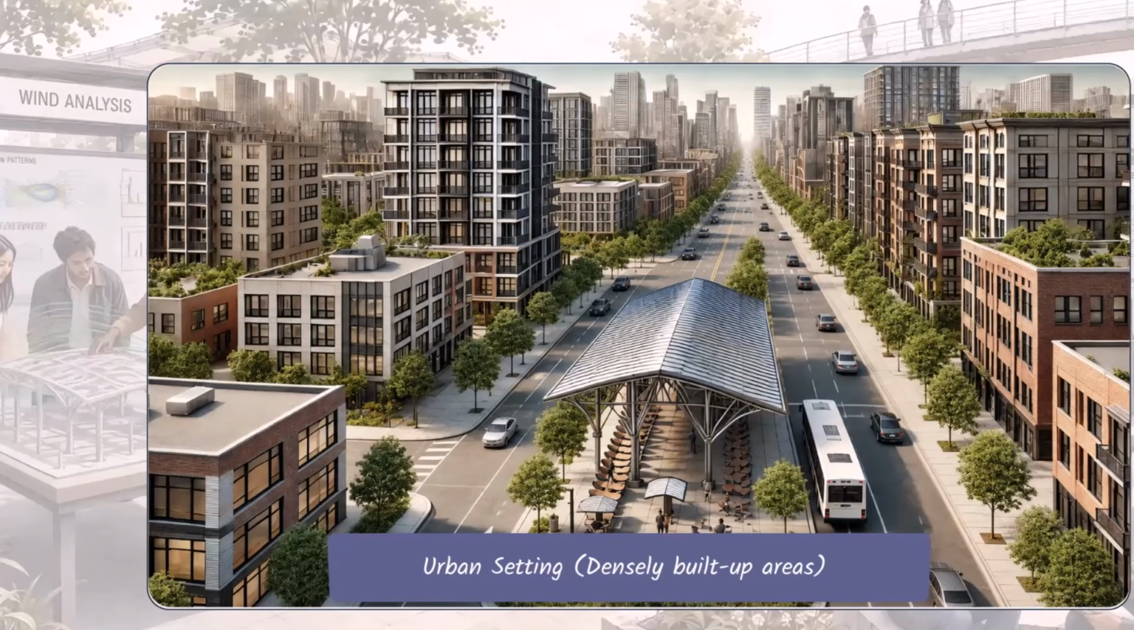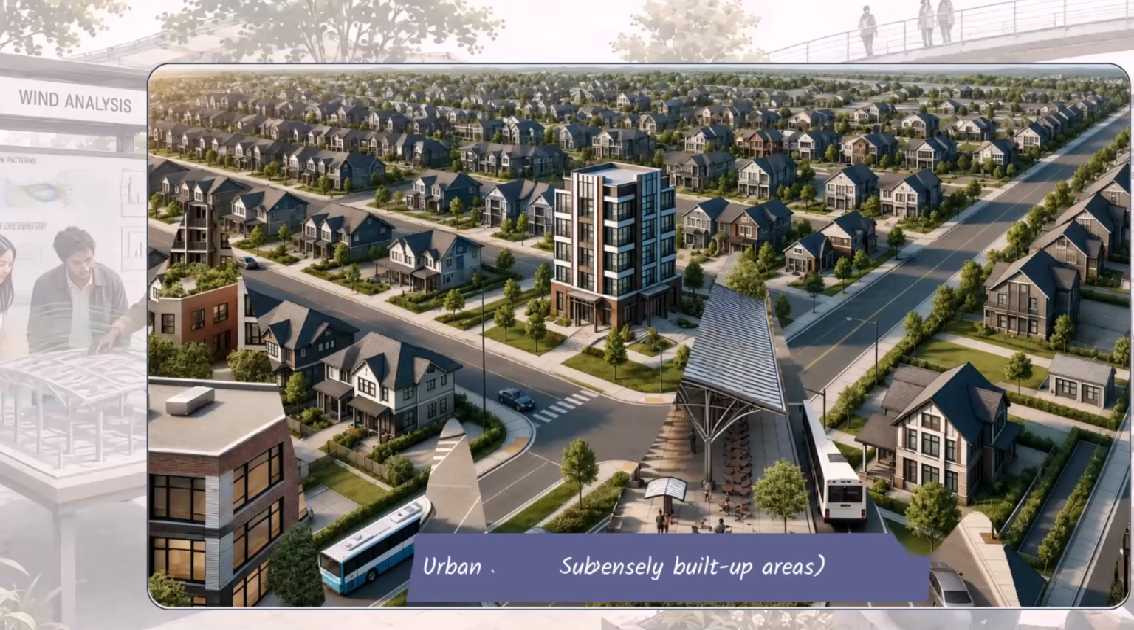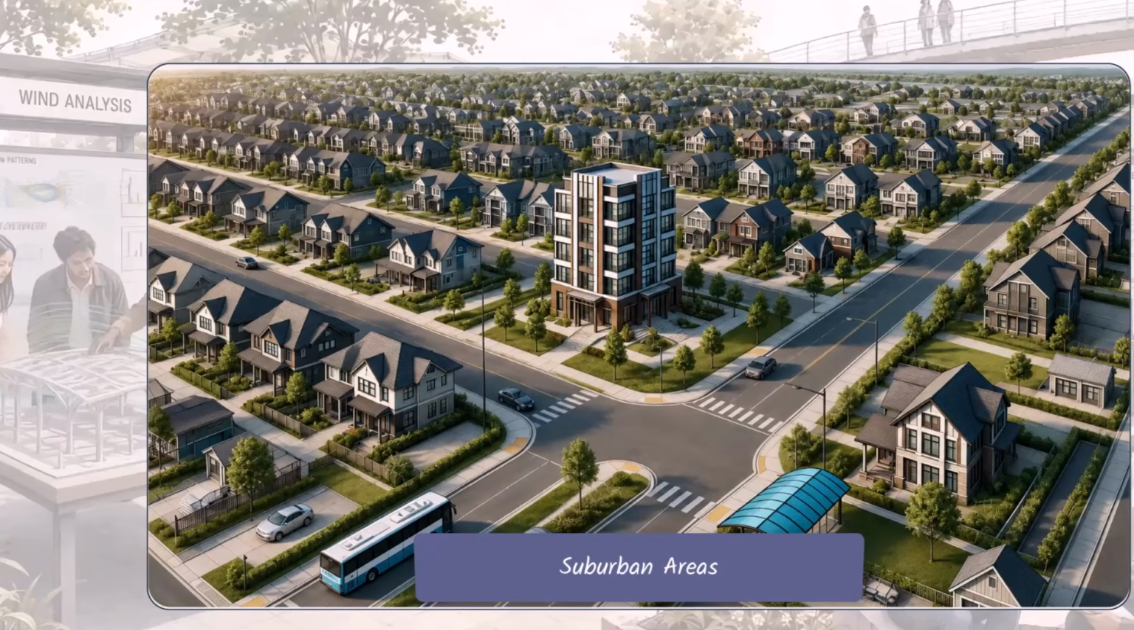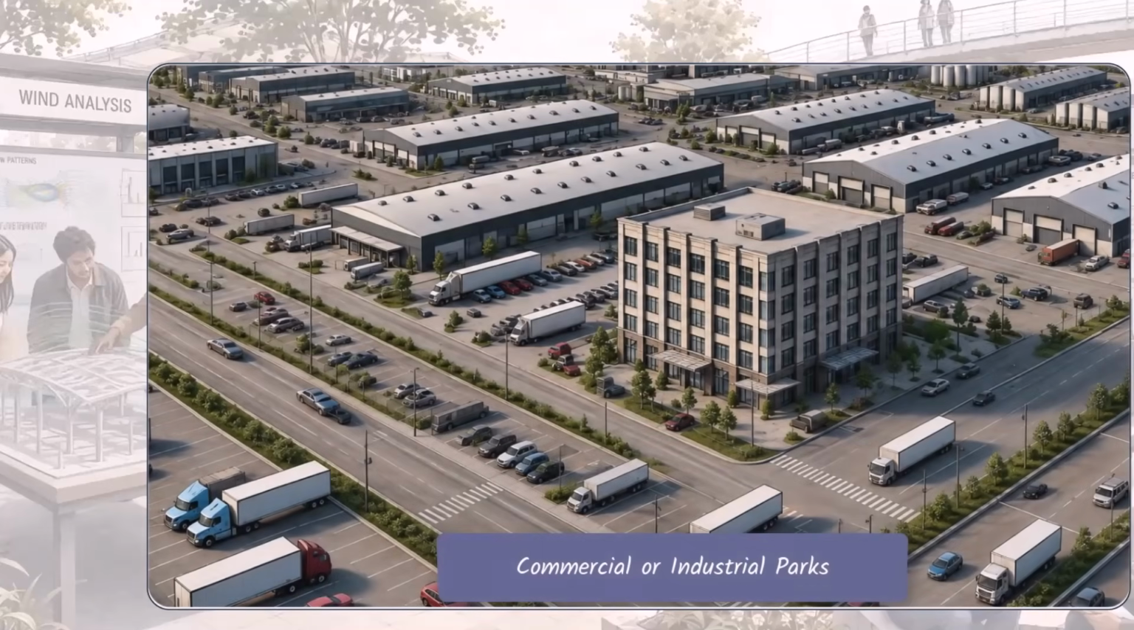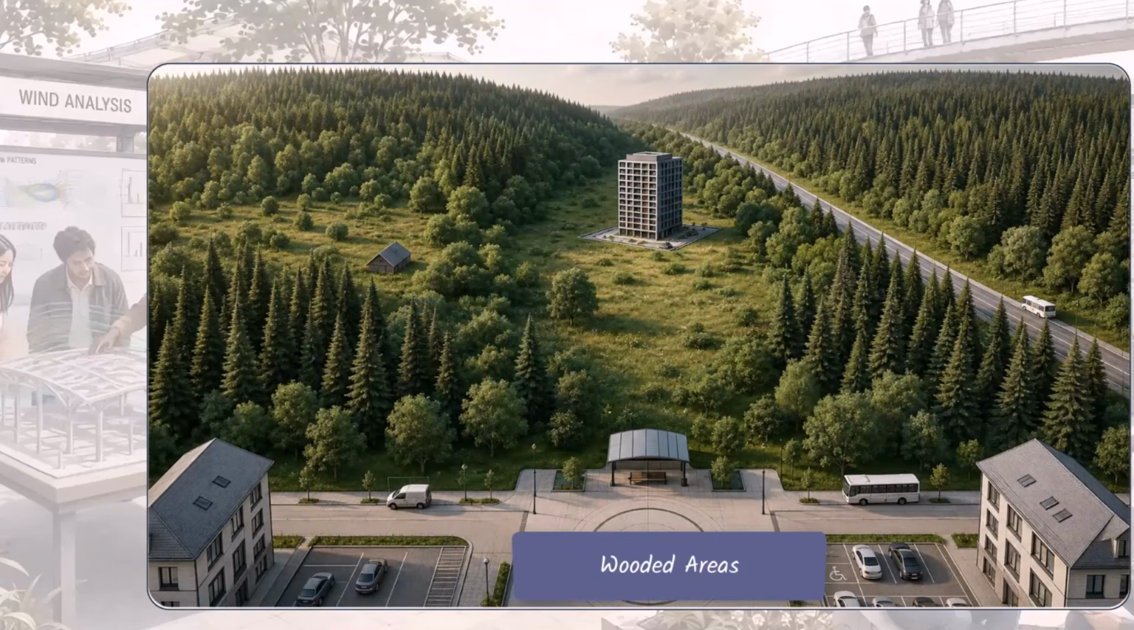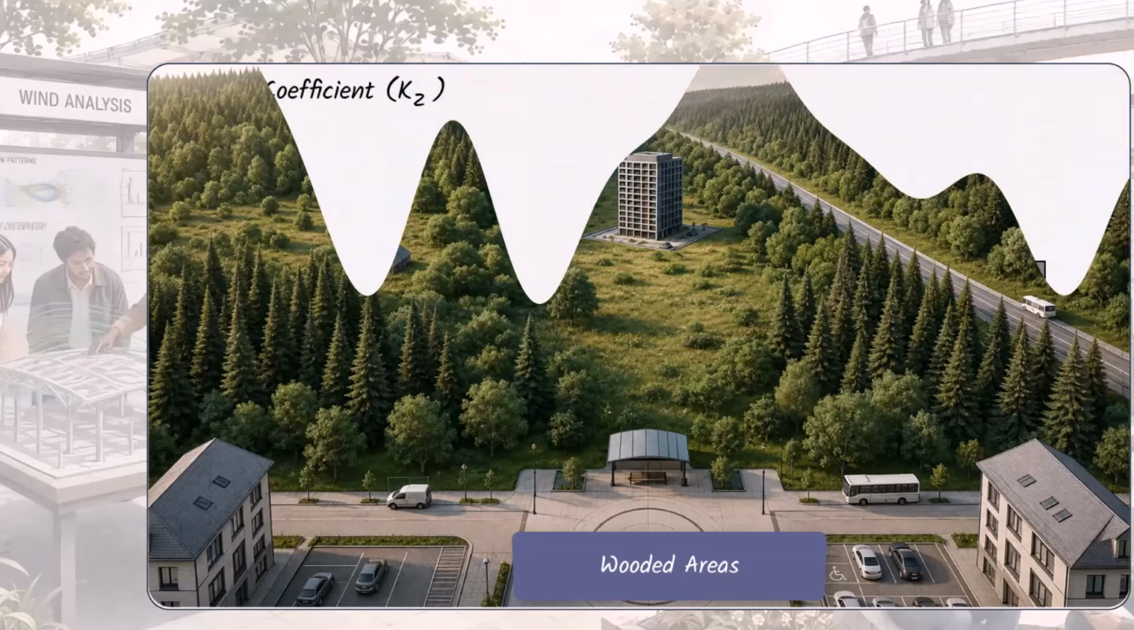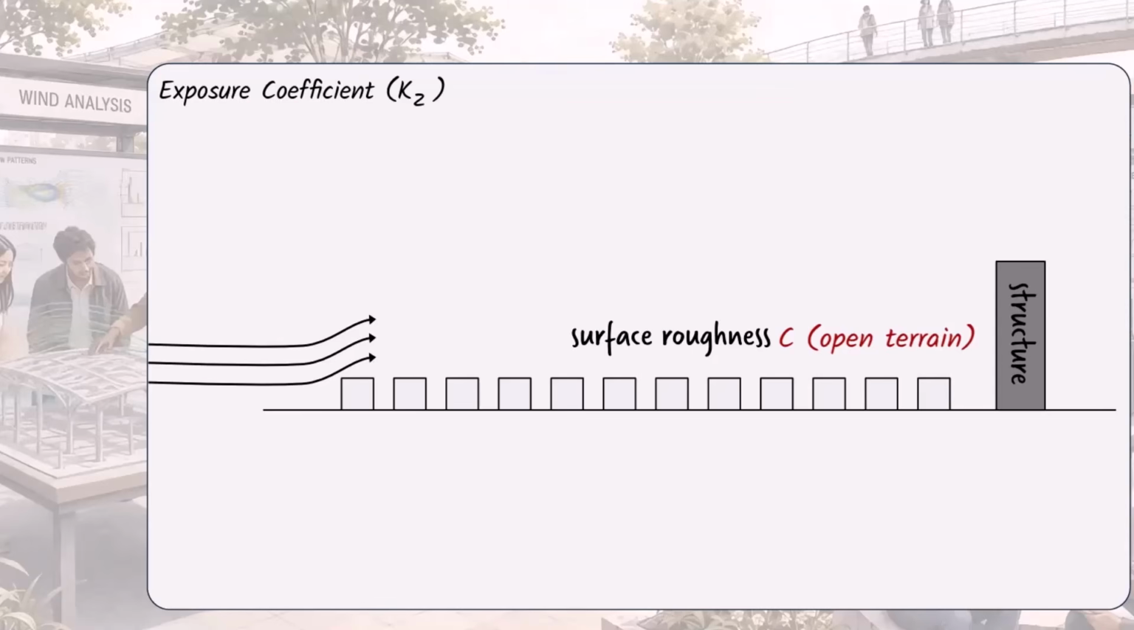Here is an example of a rough ground surface in an urban setting. This illustration shows a rough ground surface in a suburban setting. This industrial park is another example of Category B surface roughness. This wooded area also creates a rough surface, disrupting wind flow at ground level near the building, so we place it in Category B.